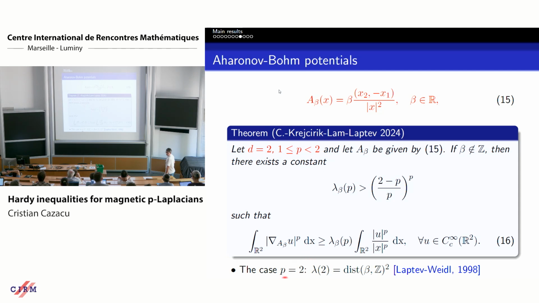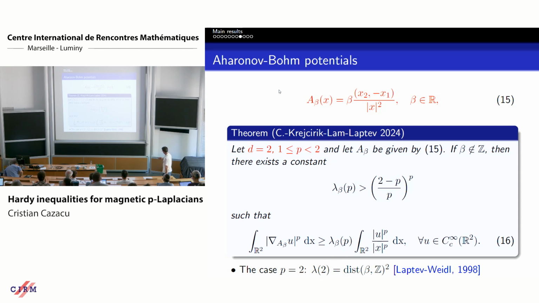Now we stay with dimension 2 and we ask for p less than 2. So for p less than 2, this is integrable. And what we succeeded to prove is that we also get an improvement of the best constant with respect to the best constant of the Hardy inequality in the free, non-magnetic case.